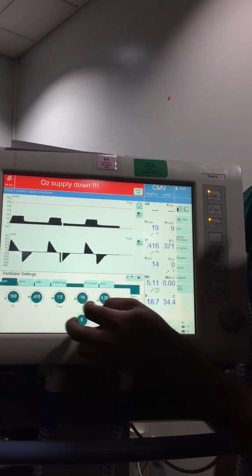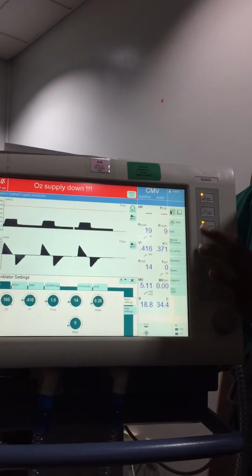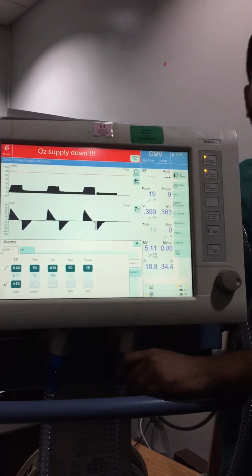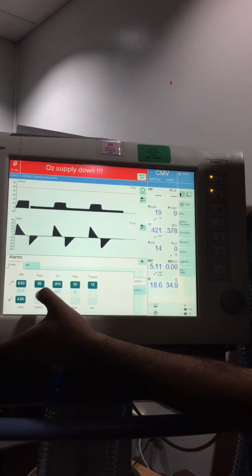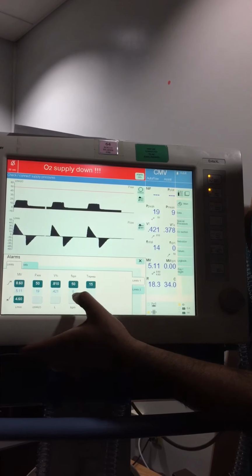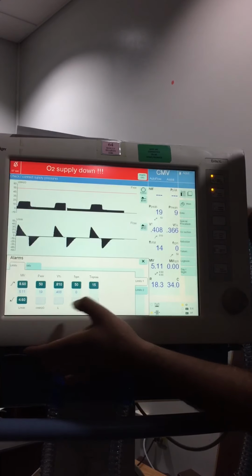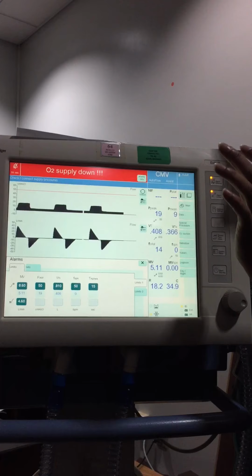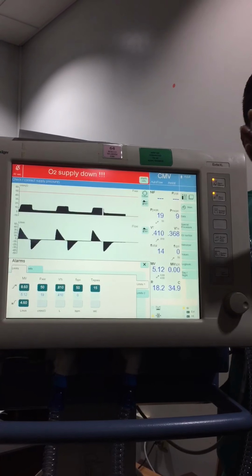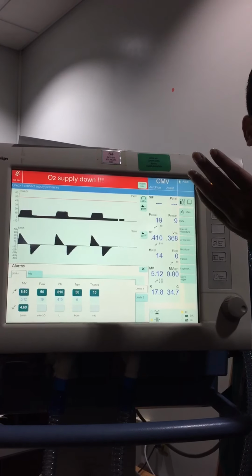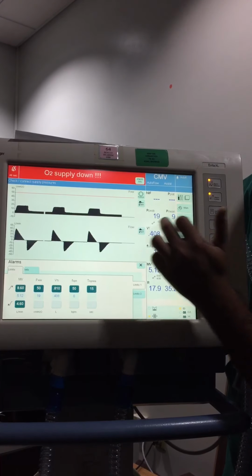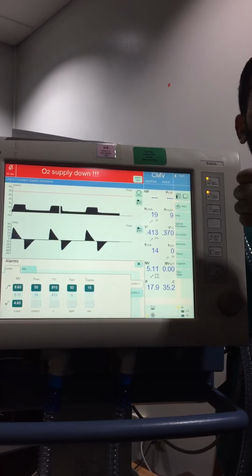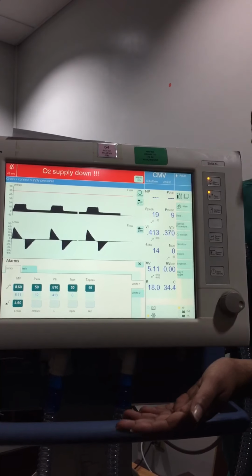Next important thing is alarms. Alarm settings: minute ventilation and airway pressure, tidal volume, rate, apnea. The important one here is airway pressure. How much airway pressure do we have to keep? High airway pressure is 10 to 15 above your patient's pressure. If the patient is at 19, you can set it at 29. The same applies to the lower limit also.